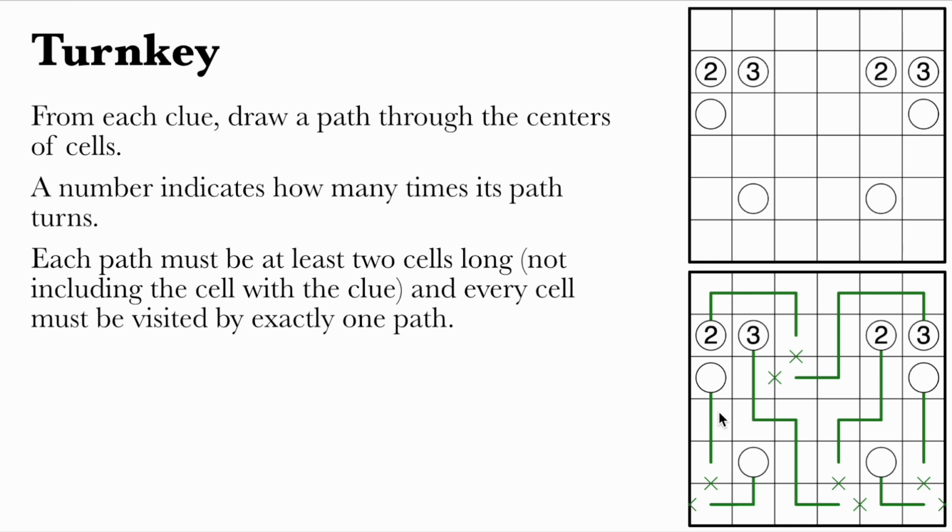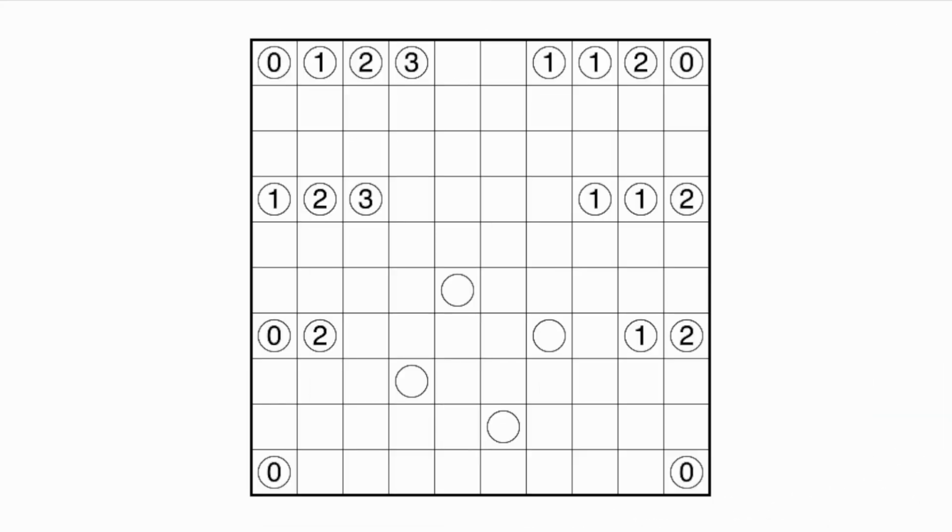And every cell must be visited by exactly 1 path. So we're never going to have these paths touch each other or cross in any way. And we don't have any empty cells in the grid once we are done. Those are the rules of Turnkey, so it's time to solve a puzzle. Today's Turnkey puzzle was set by Shye.